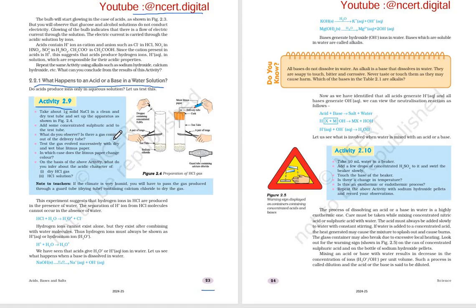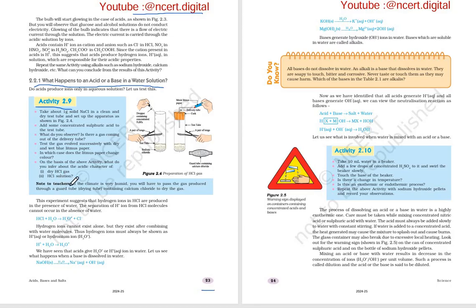What do you observe? Is there a gas coming out of the delivery tube? Test the gas evolved successively with dry and wet blue litmus paper. In which case does the litmus paper change color? On the basis of the above activity, what do you infer about the acidic character of 1. dry HCl gas, 2. HCl solution? Figure 2.4 Preparation of HCl gas.